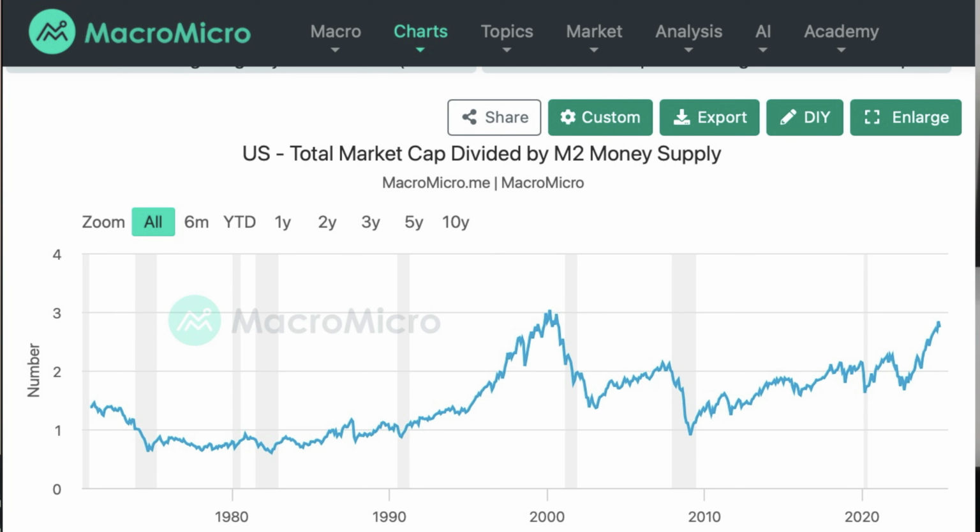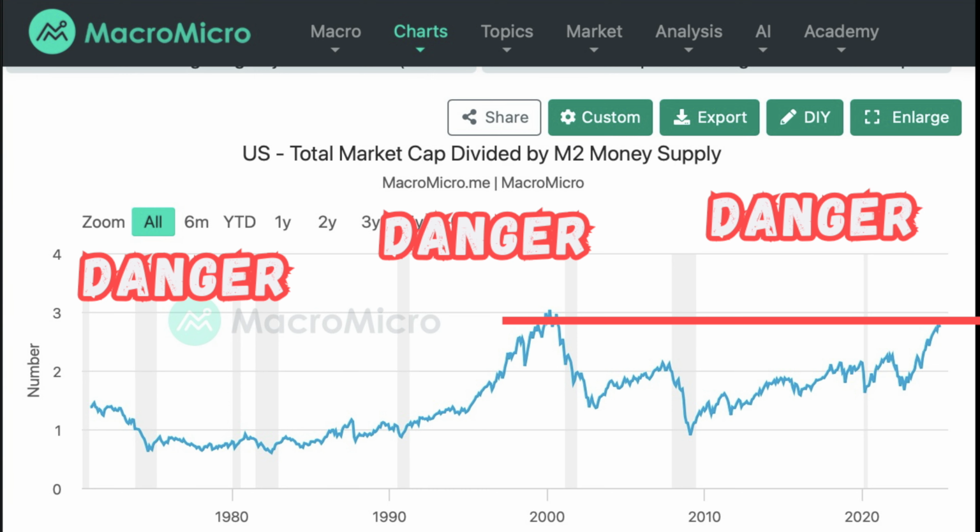Right now, market cap to M2 suggests that easy money has been a major factor in stock prices. But wait, there's more. Now we have rising interest rates, the Federal Reserve's tightening, and liquidity is drying up. The fuel behind the stock market's rise might be drying up.